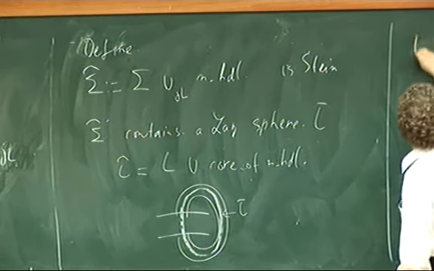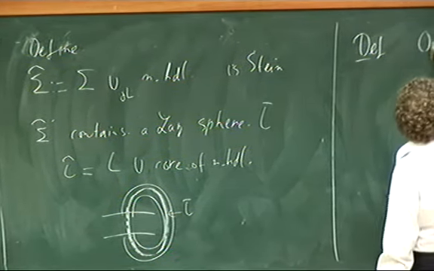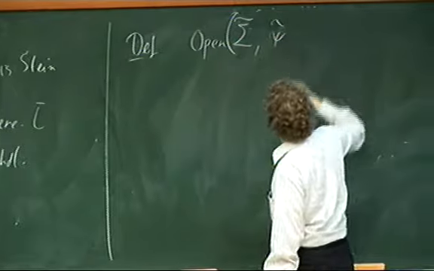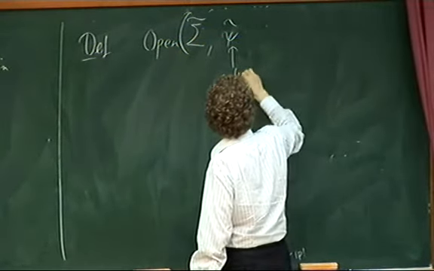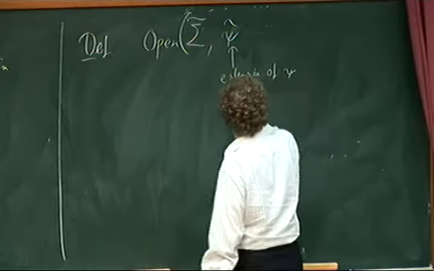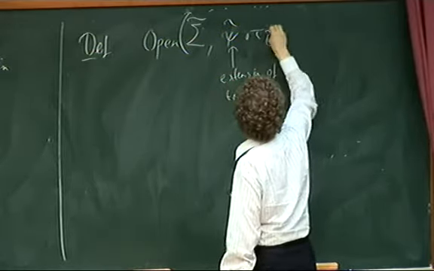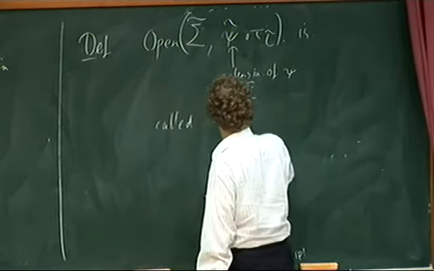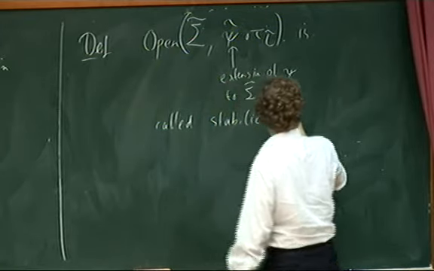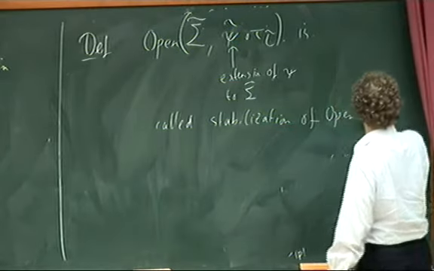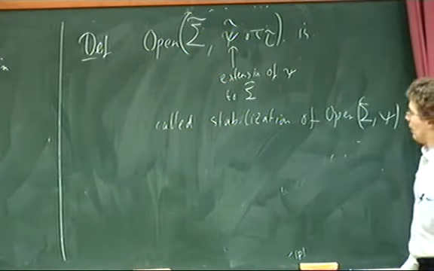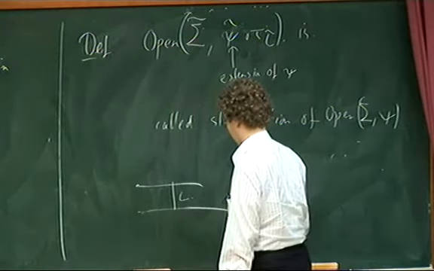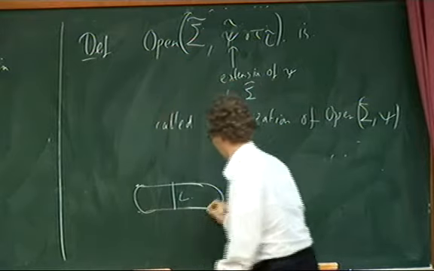So, okay, now the definition. The open book with page sigma tilde and monodromy, say psi tilde, an extension of psi to sigma tilde, composed with T_L, is called a stabilization of the open book sigma, psi. Maybe some words of clarification here. We have here L, and this is also sigma.